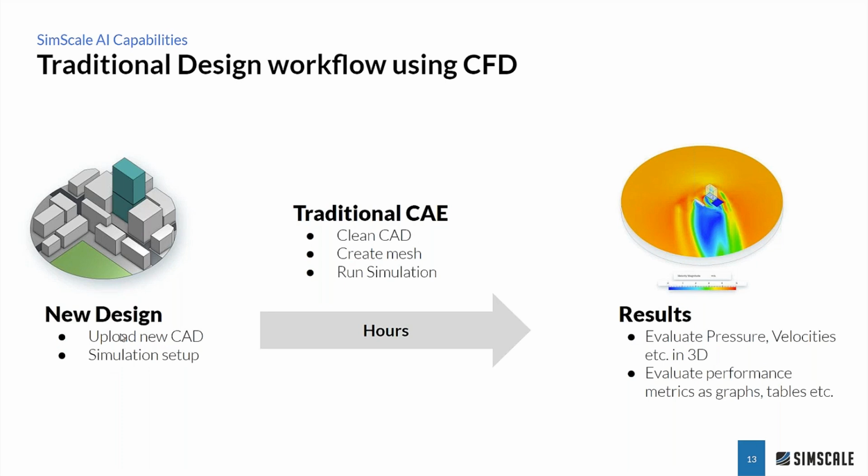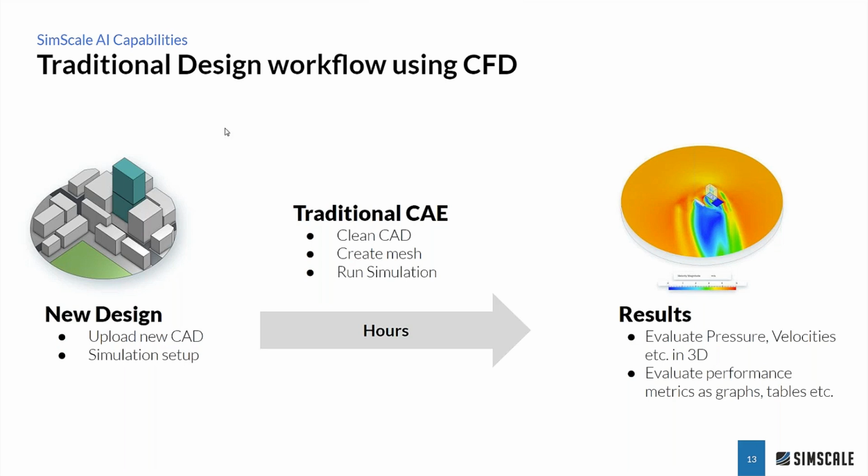Then the next step would be to potentially clean up the CAD model to make it fit for the next step, which is meshing. There's typically some headache around how to create a good mesh. And then finally, you run the simulation. And after a couple hours, you have the full results and you can review them in the post-processor, right? The 3D results, but also some key performance metrics, right? Such as air exchange rates, flow rates, temperatures, and so forth.